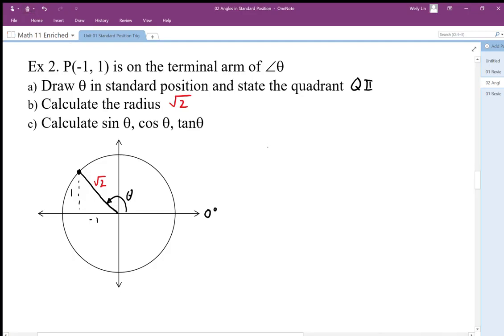Okay, our sine ratio is going to be opposite or vertical over the radius. Cosine goes with horizontal, so it's going to be -1 over √2, and tan is the slope, so that line has got a negative slope, and it's got a negative slope of 1. Sorry, -1.